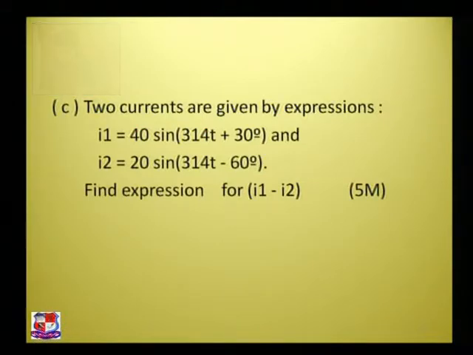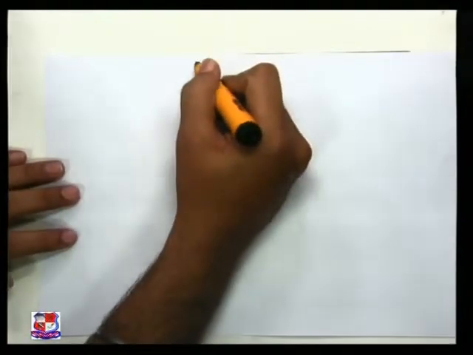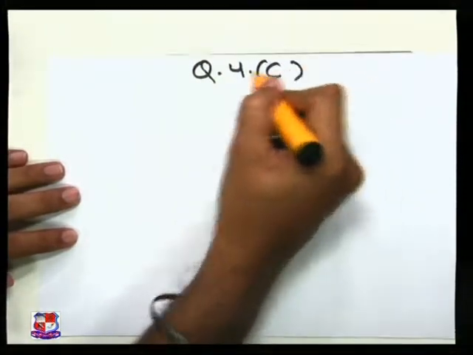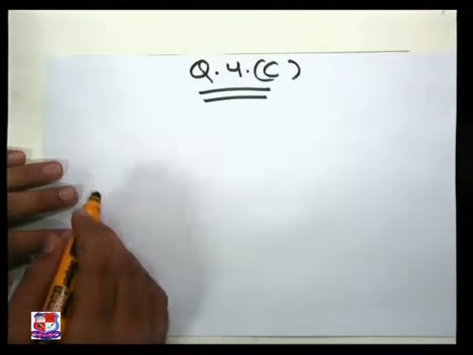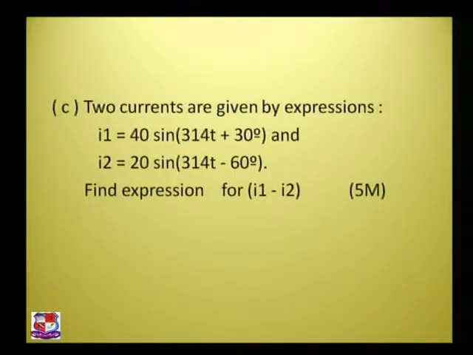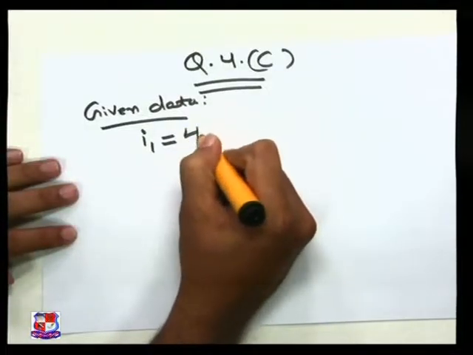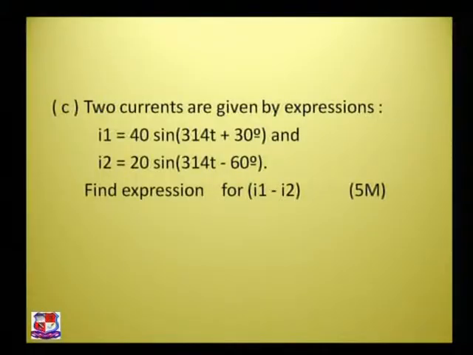Okay, so again we will solve this question. What we have to do first is write the given data. This is question 4C. What is given to us: I1 equals 40 sin of 314 t plus 30 degrees, right, and I2 as 20 sin of 314 t minus 60 degrees.